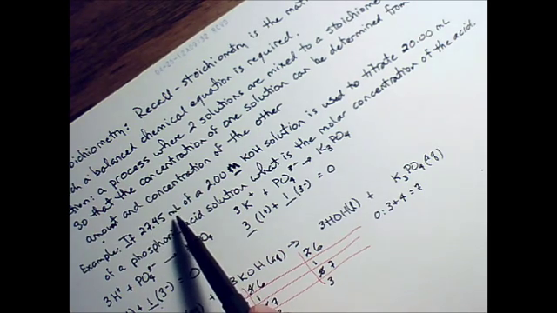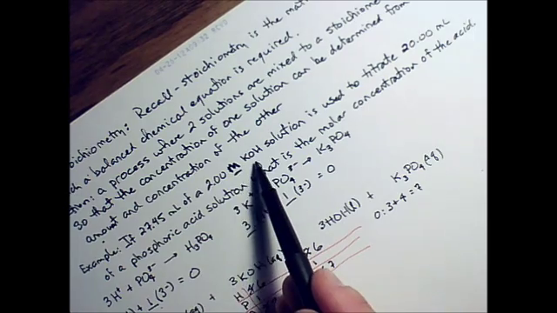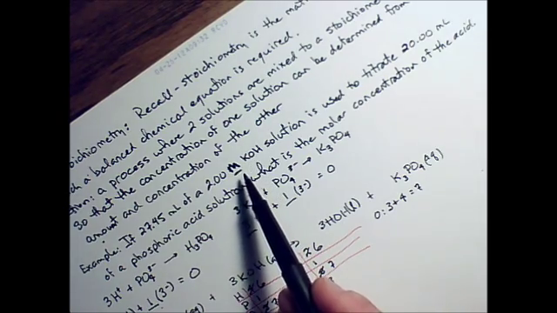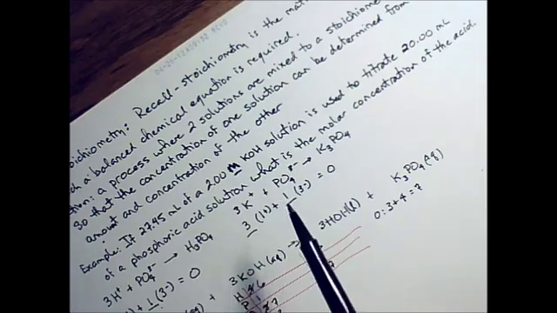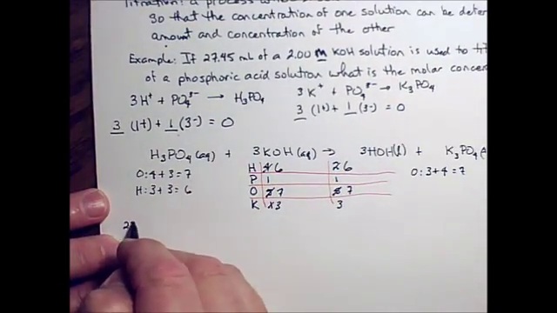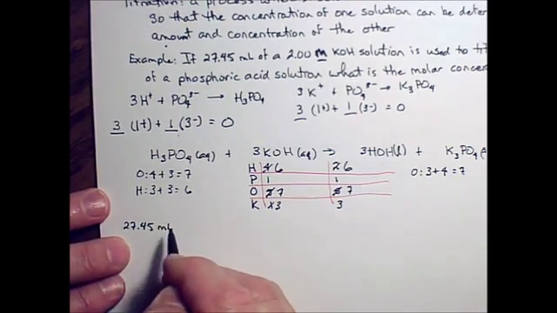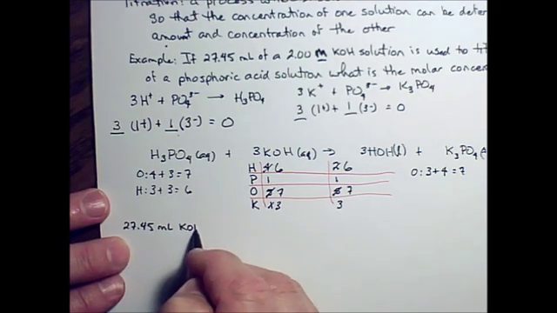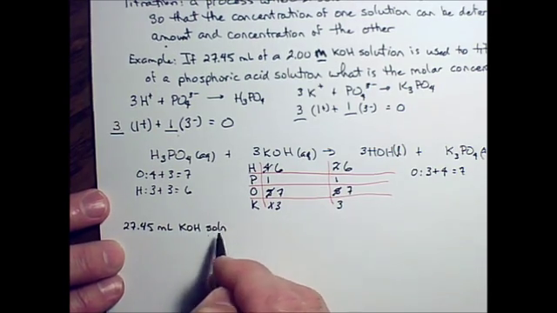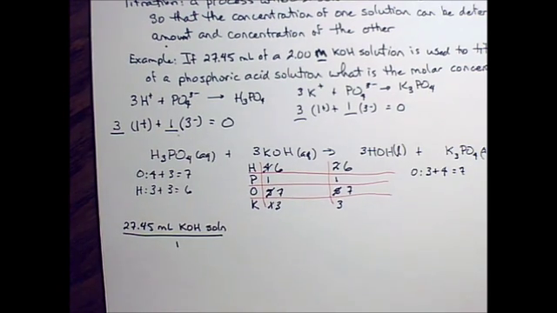KOH, I have an amount, 27.45 milliliters, and I have a concentration for KOH. This 2 molar is the concentration. Okay? That's what I want to start with. So I'm going to put 27.45 milliliters of this KOH solution on the top. Okay?